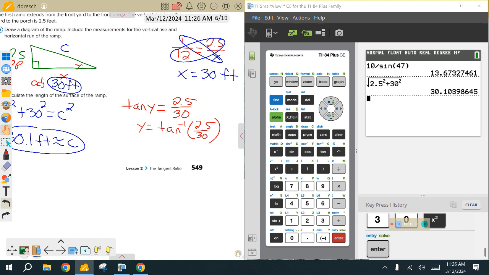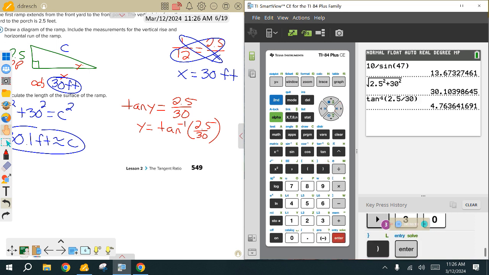So what we're asking our calculator to do is say, hey, go into your trig library, find me an inverse tangent ratio, go find me an angle that has 2.5 over 30, opposite over adjacent. 2.5 over 30, and what did I just hear? Correct. So off of that 4.7, 4.8, 5 degrees, that's that angle.